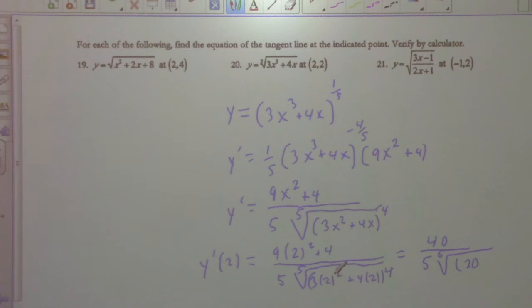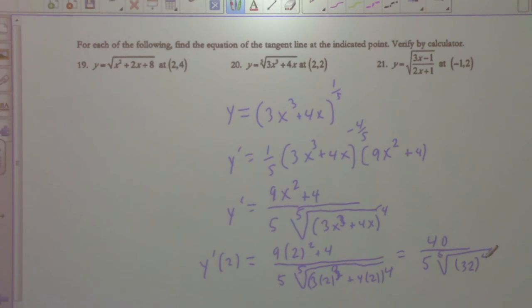Oh, hang on a second. Yeah, that's not right. It's going to be 6 times, 3 times 8. So that's 24 plus 8. That's 32 to the 4th power. Does that look right? Yes. So 32 to the 4th power, which is a big number.